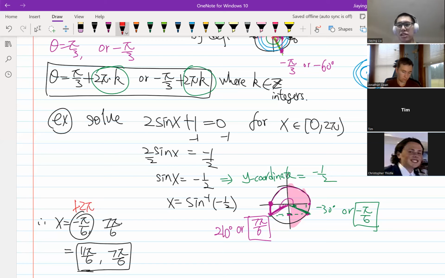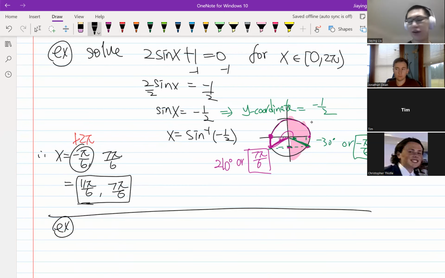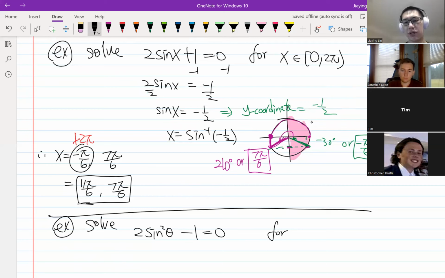Any questions on this example? All right. So the next example we have is to solve this equation, 2 sine squared theta - 1 equals 0, for theta from 0 to 2 pi, including 0 but not including 2 pi.